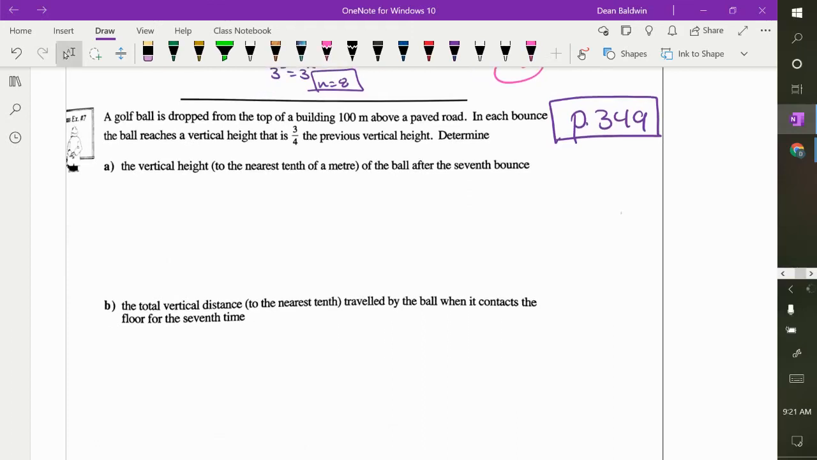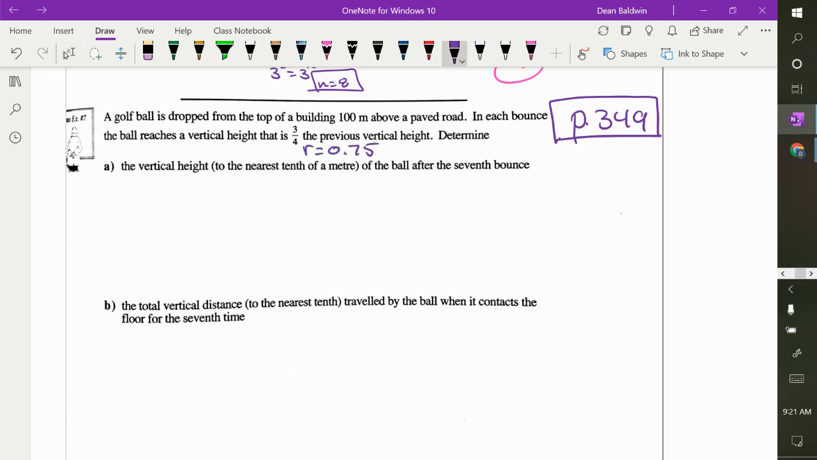Story time. We're back to dropping a ball. The bouncing ball problem again. So we drop a golf ball from the top of a building 100 meters above a paved road. Each bounce, the ball reaches a vertical height of 3/4 of its previous height. What is the R value?